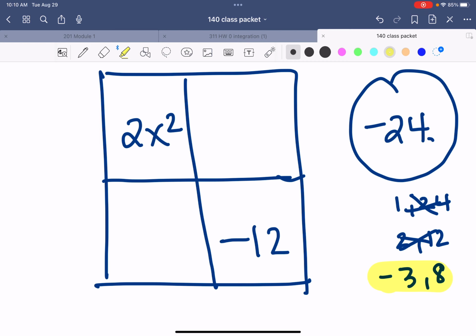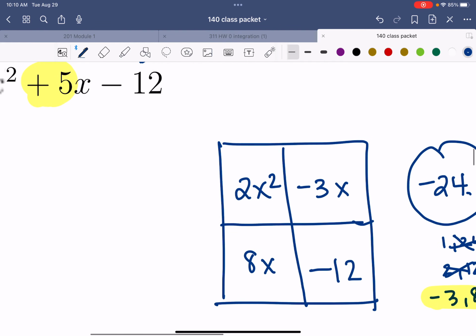Now that I know that, what do I do? Well, I'm going to put those in one of the two empty boxes with an X, okay? Doesn't matter which box. So I'm going to put the -3 up here and the 8 down here. You could interchange those if you like, okay?